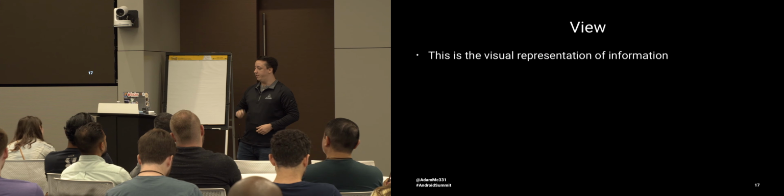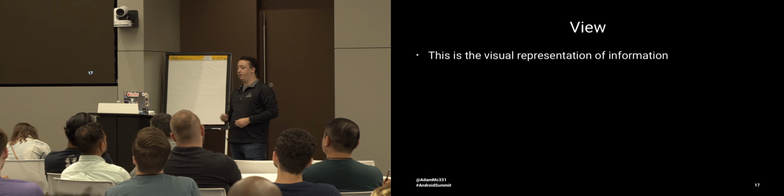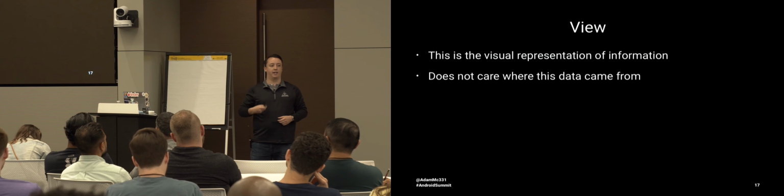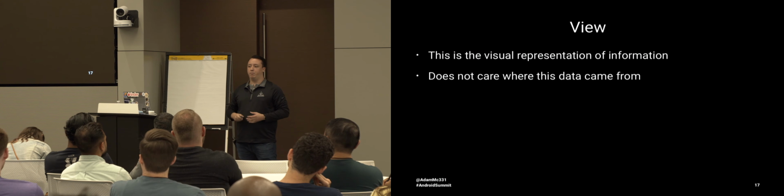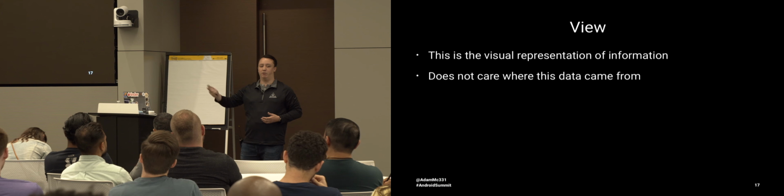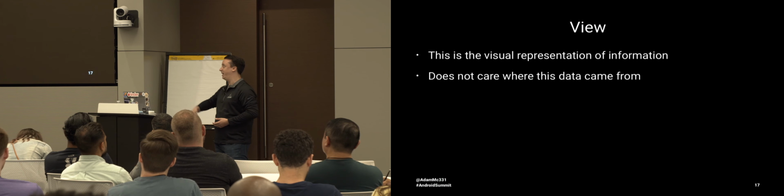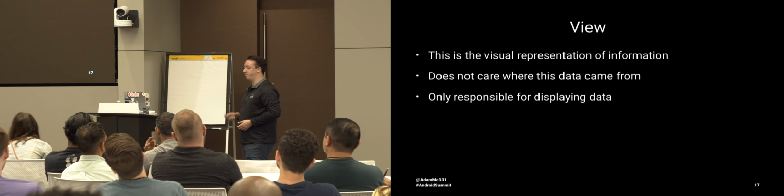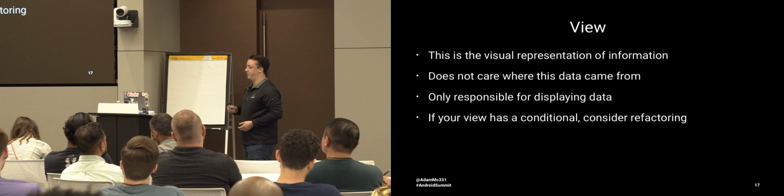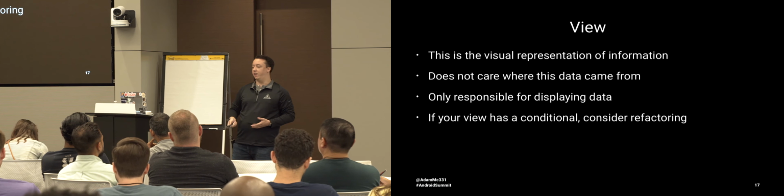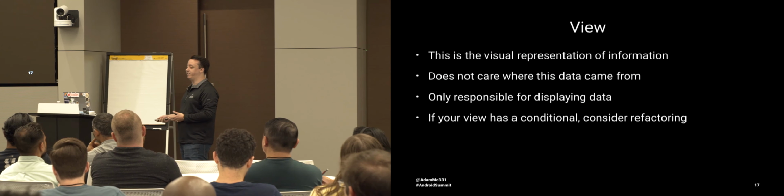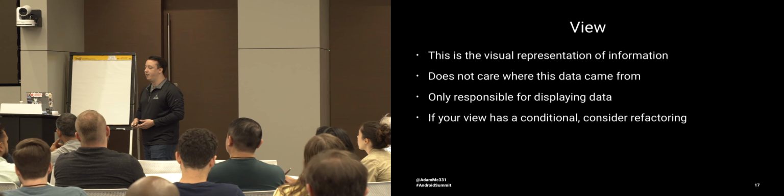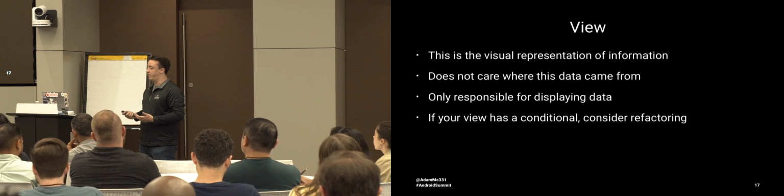Similarly, the view is our visual representation of information. It does not care where the data came from. You need a view that knows how to display a user, but the view doesn't care whether that user came from a remote server or a database or whatever else. It just needs to know how to display it. And I'm hammering on this point: the view should only be responsible for displaying data. If your view has some conditional logic in it, this is an easy sign that you should consider refactoring. We can't always do this, but it's something to think about.